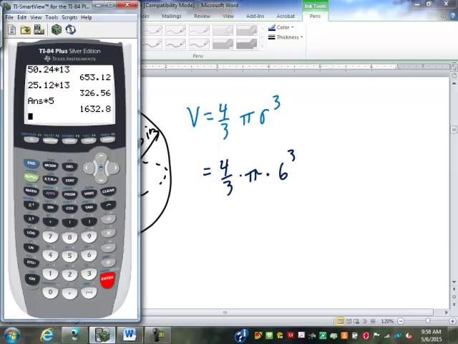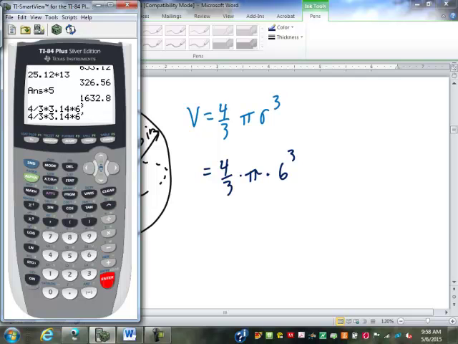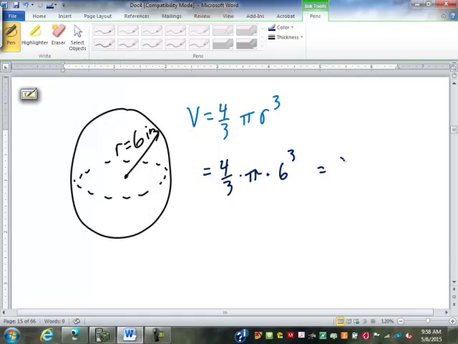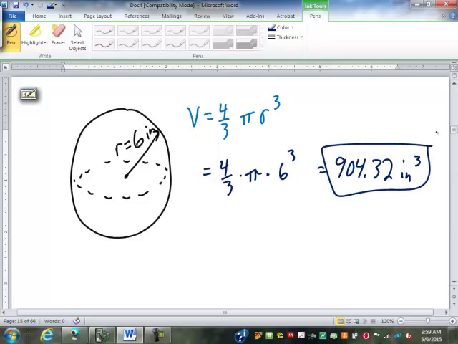So the way I would punch this in my calculator, I'd do 4 divided by 3 times pi, so I'm going to use 3.14, times 6 to the power of 3. 904.32. Wait, okay, so you took the radius, 6.